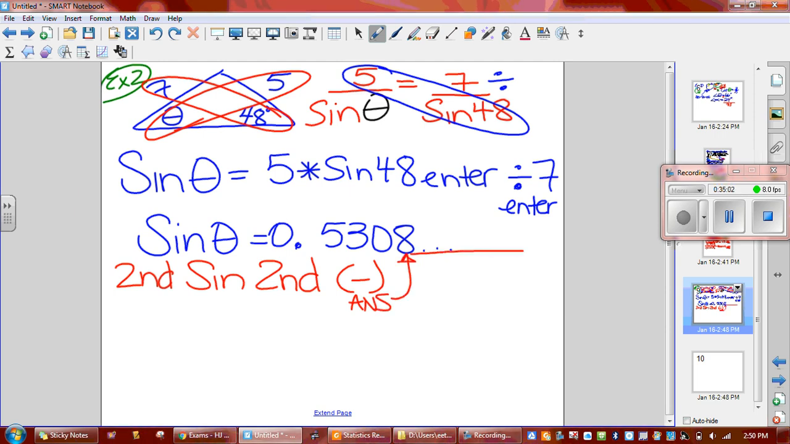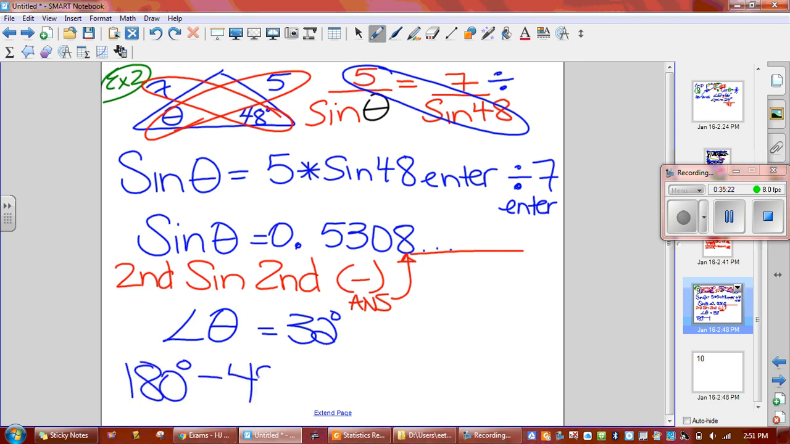Now if we want, we can find our third missing angle by going 180 degrees minus 48 degrees minus 32 degrees, and that's going to give us 100 degrees. So your missing angle is 100 degrees. Just one little separate step in there: the second sine, second answer when we're looking for an angle. Check your work on that, please. Make sure you've written it down properly, and practice the buttons.